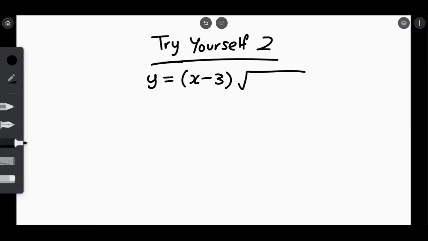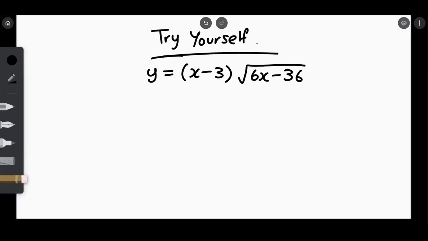Okay, for this equation, which is a try-yourself question, let me copy it again: y equals (x minus 3) root (16x minus 36). This is the equation. I want you all to find dy/dx.